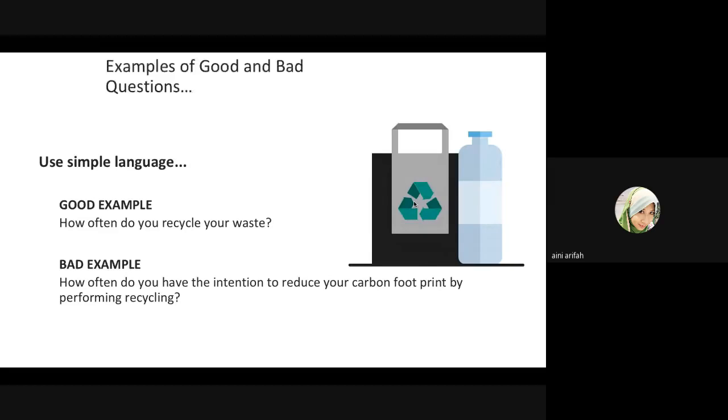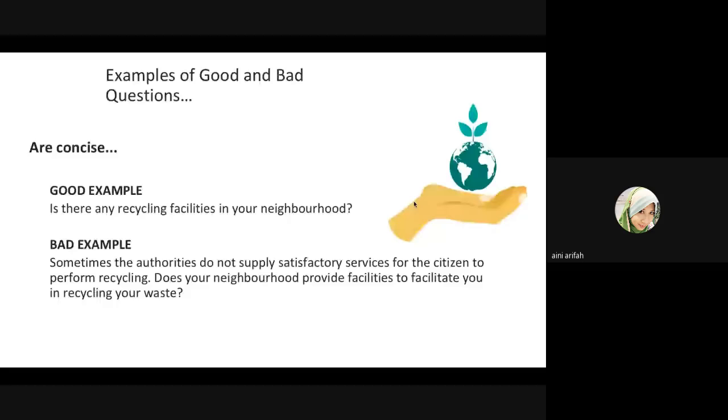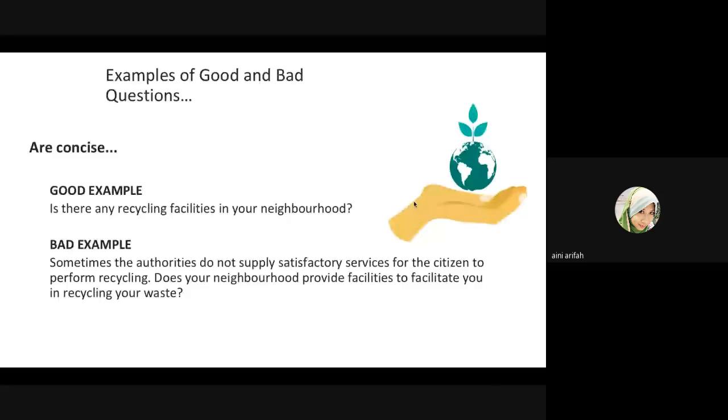The next example, you have to make sure that the questions are concise. For example, are there any recycling facilities in your neighborhood? Instead of: sometimes the authorities do not supply satisfactory services for the citizens to perform recycling. Does your neighborhood provide facilities to facilitate you in recycling your waste? So it's not very concise if you ask like that.